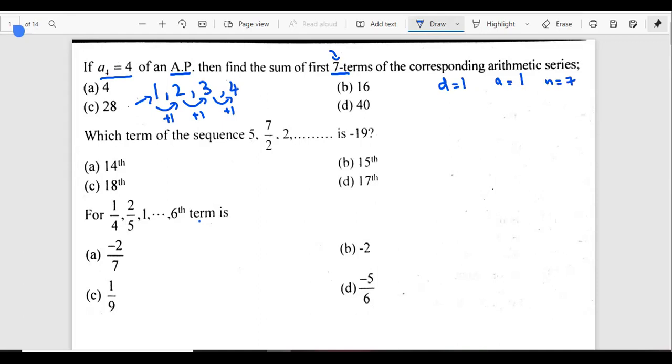Now I told you this before coming to this. In order to find the sum, let me write down the formula, n divided by 2 times 2a plus (n minus 1) times d. What is n? n is 7. What is d? d is 1. That would be 2 plus 7 minus 1, which is 6, right?